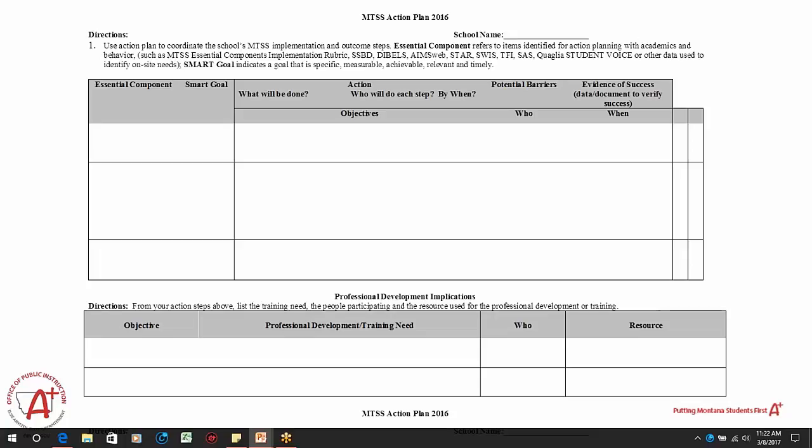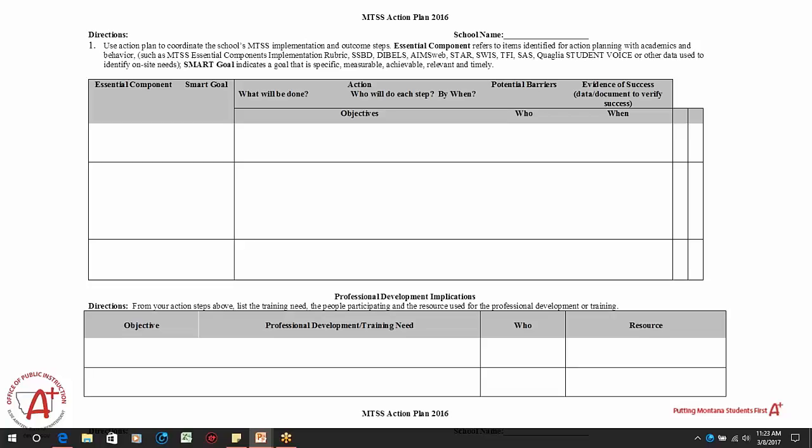So now we need to take a look at what our MTSS action plan could look like. This is where we're going to be writing these in as a SMART goal. What are we going to do? What is the action? What are our objectives? Who is going to do this? Have we identified the barriers for getting this done?